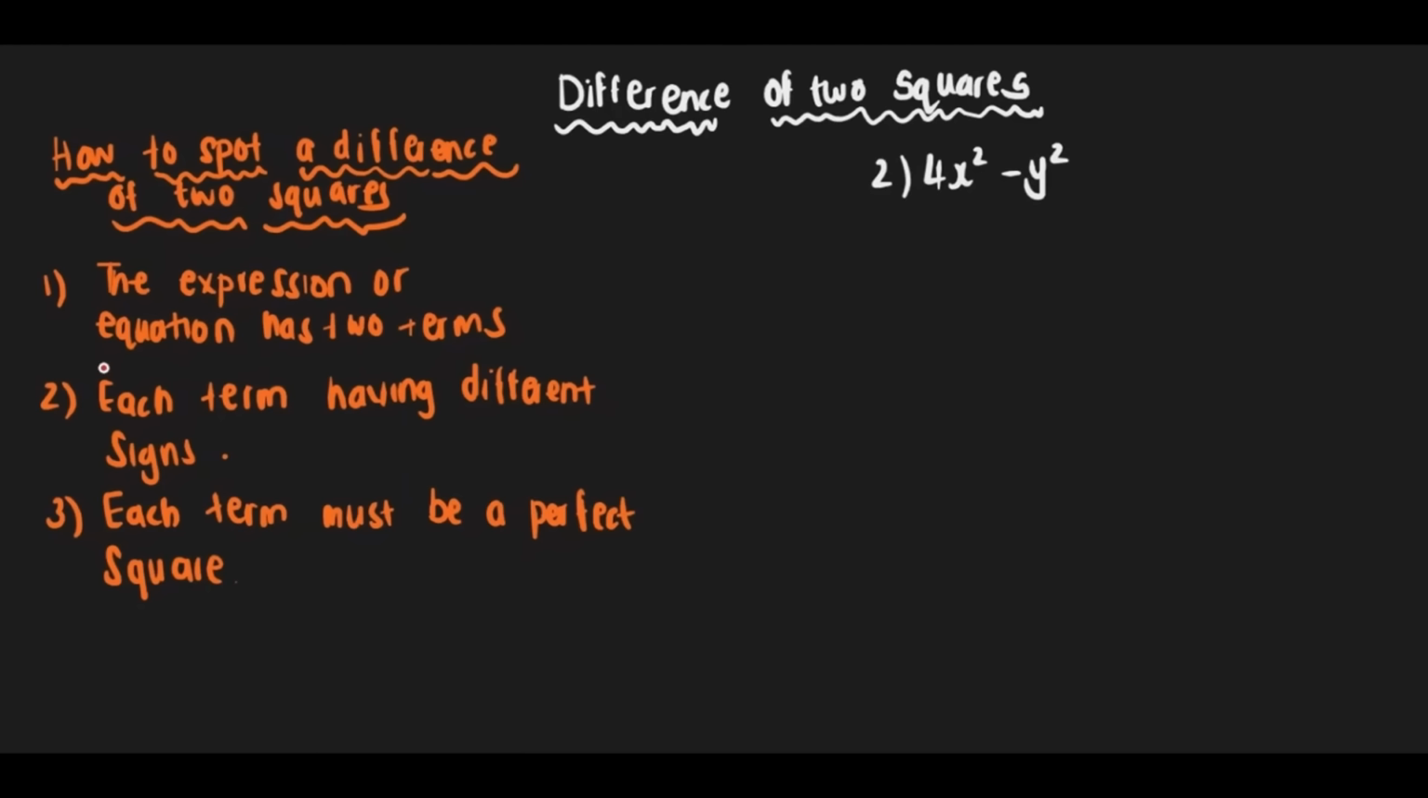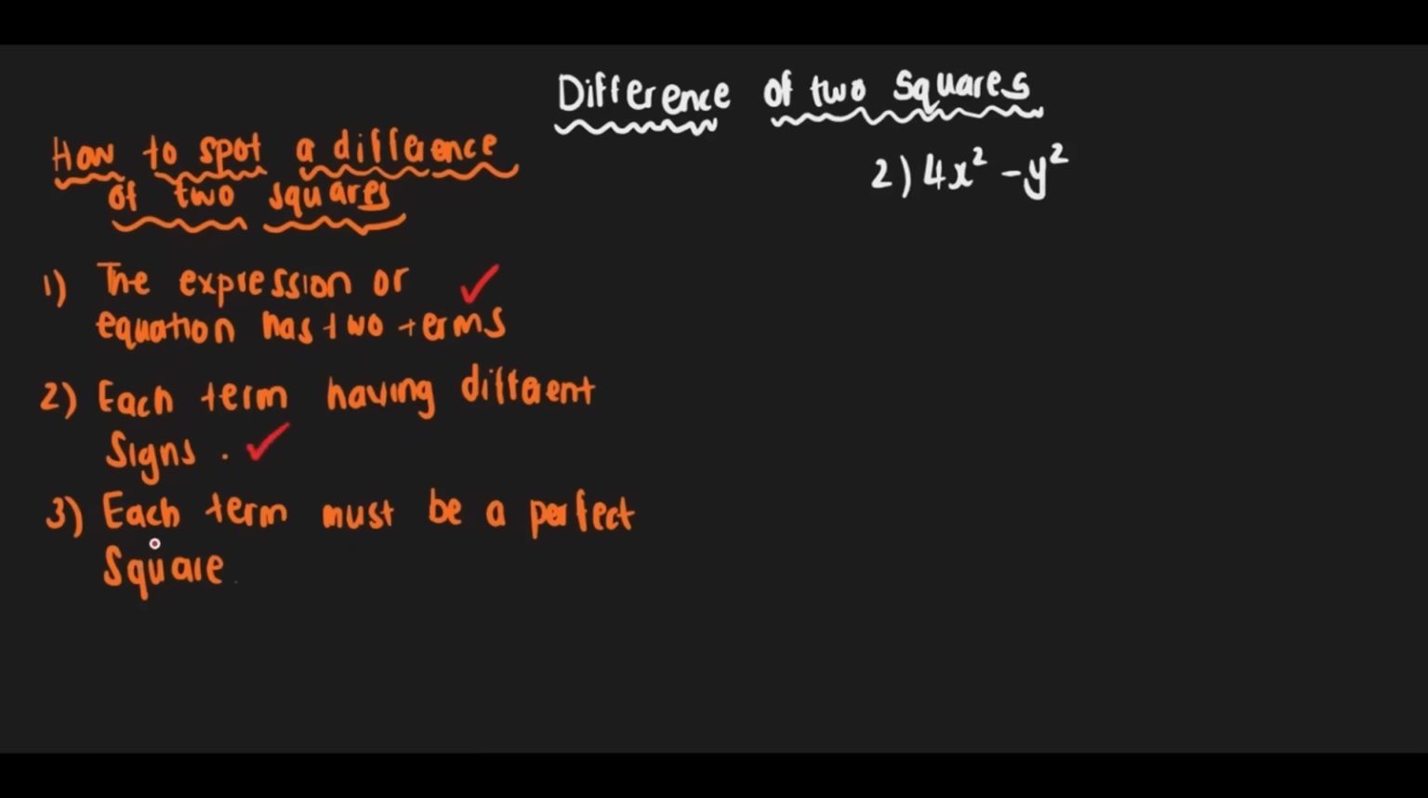So the first condition says the expression or equation needs to have 2 terms. So we have 1 and 2 terms. So this one is satisfied. Then they say each term having different signs. 4x squared is positive and negative y squared is negative. So this one is satisfied too.